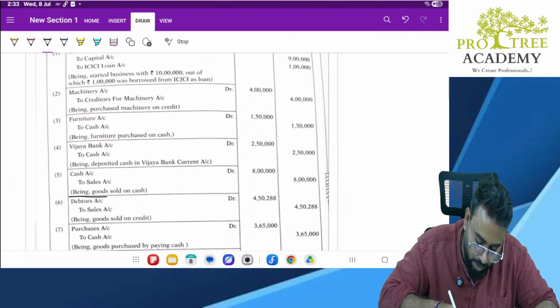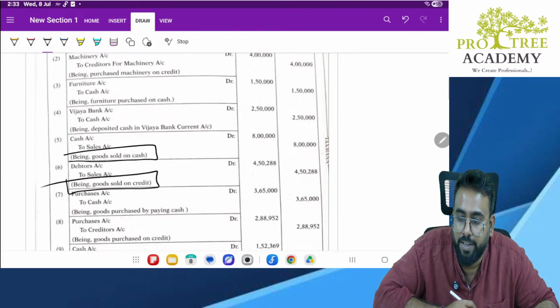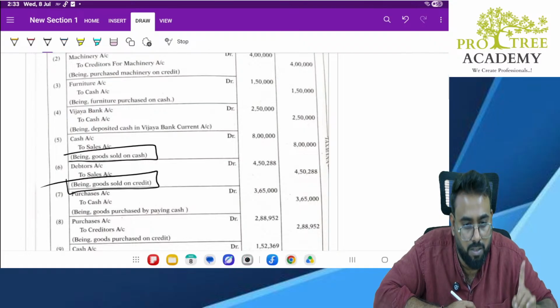See here. Being goods sold on cash. Being goods sold on credit. Clear? Is everyone understanding? Any doubts? No doubts?